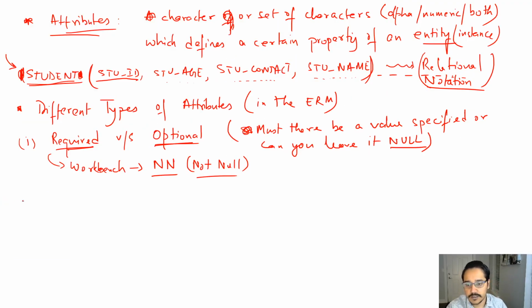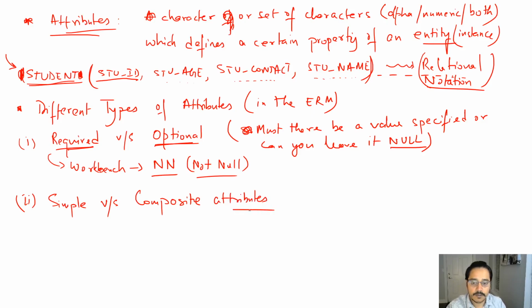So the second one is simple versus composite attributes. Okay, these are pretty straightforward. You just have to understand and recall a lot of them, right?